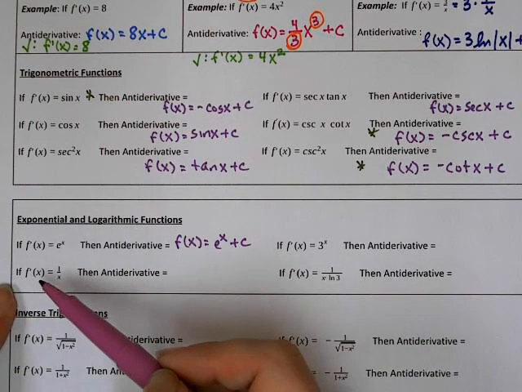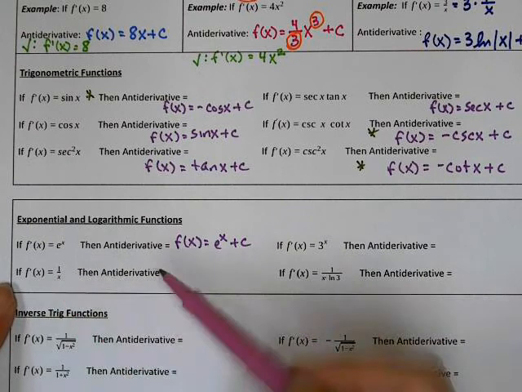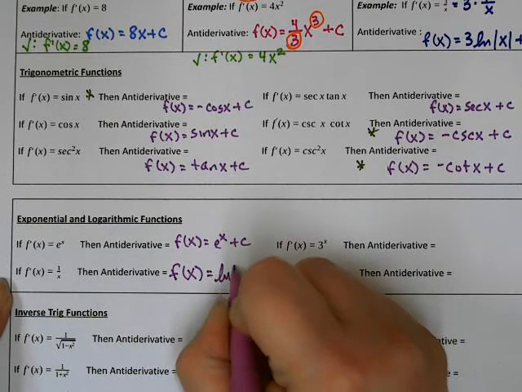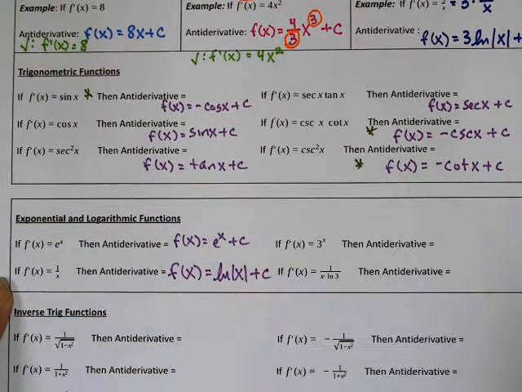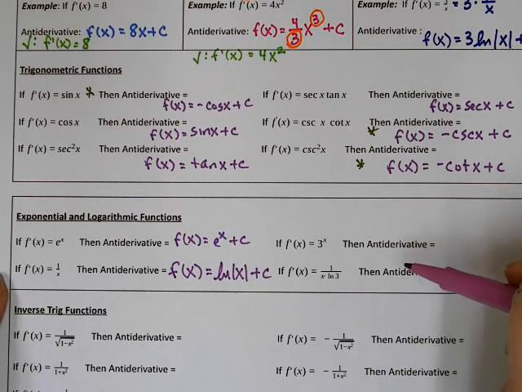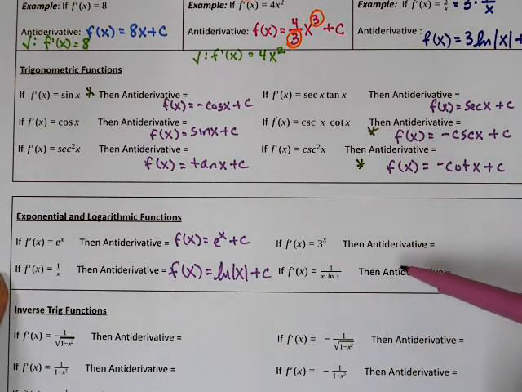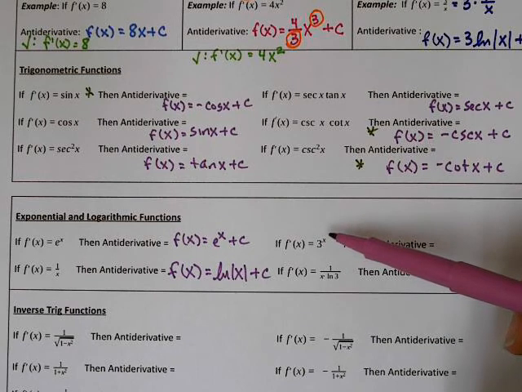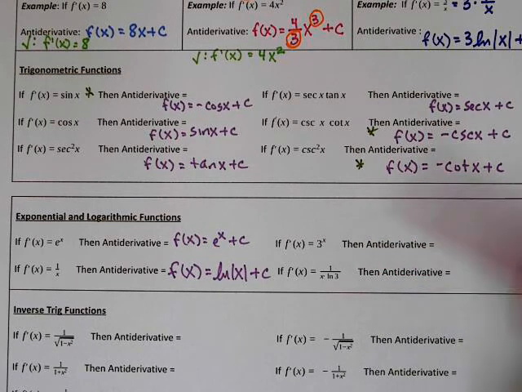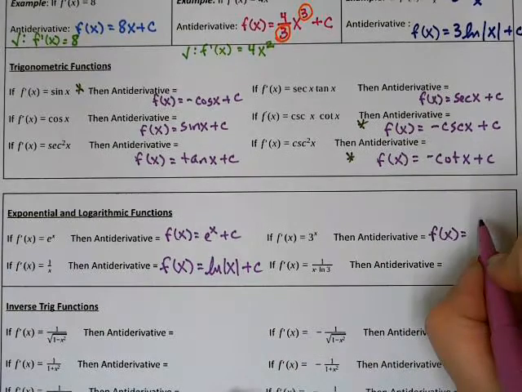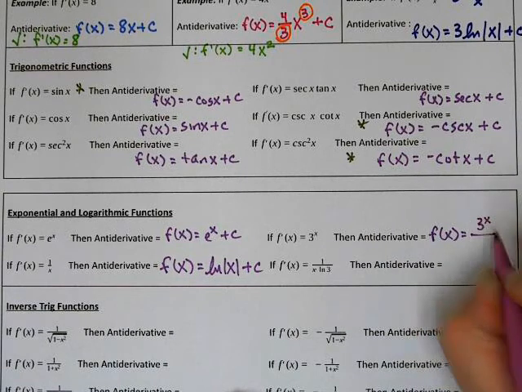This one we talked about already. F prime of x is 1 over x. So the antiderivative, f of x, is going to be the natural log of the absolute value of x plus c. These two are a little bit trickier, but you have to know your derivatives of logs and exponents in order to be able to get your antiderivatives. So if we're looking at the first derivative being 3 to the x, then our antiderivative, f of x, is equal to 3 to the x over the natural log of 3 plus c.